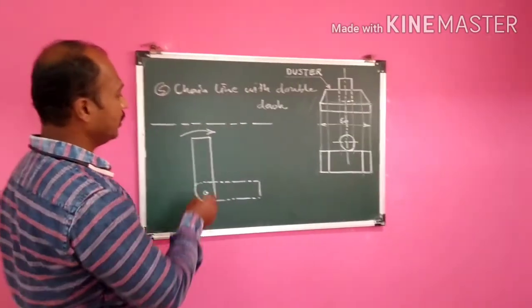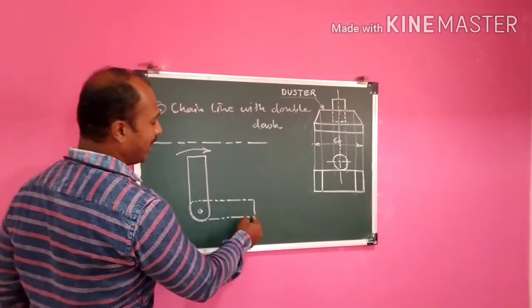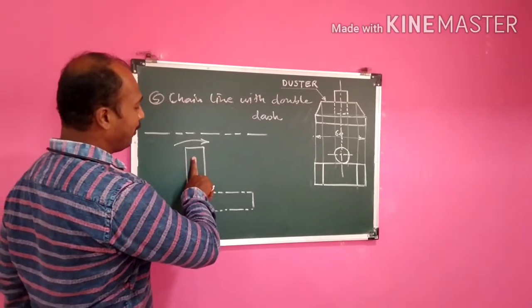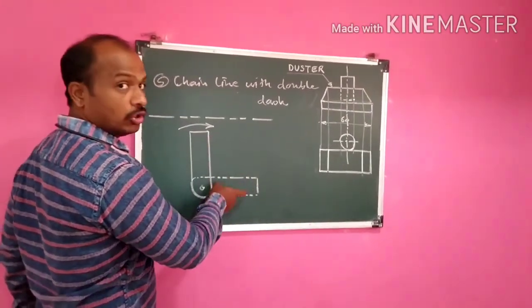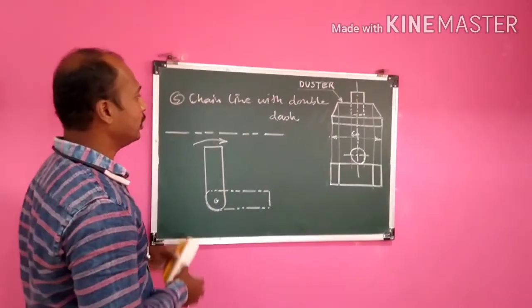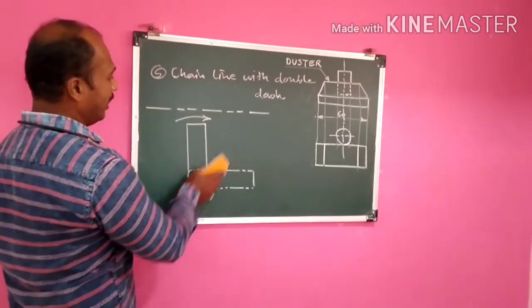Like this. So it means what? This is the first position, this is the second position. This double dash line shows that the plate is moving from here to here and again coming back like this. So this shows the extreme position of this object. This is the use of chain line with double dash.